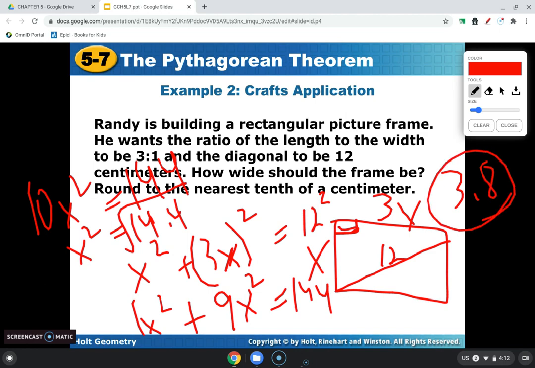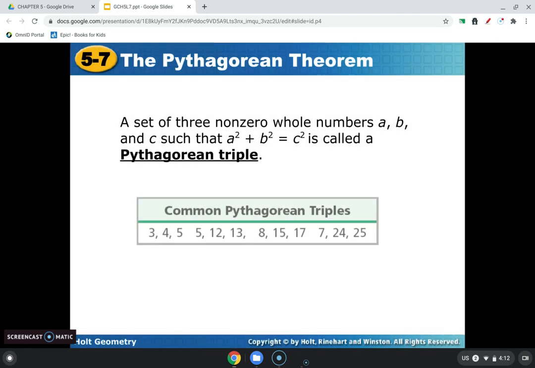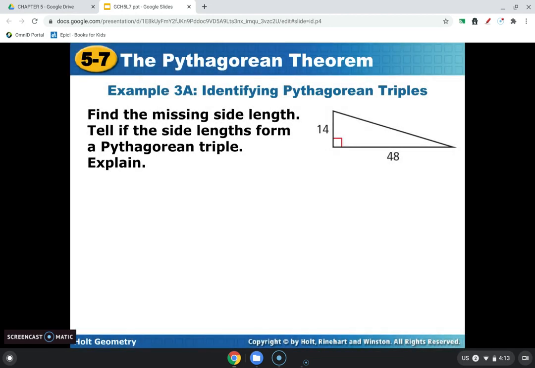All right, so using the Pythagorean theorem there to help you through those problems. A set of 3 non-zero whole numbers is called a Pythagorean triple when a squared plus b squared equals c squared. So 3, 4, 5 is a common triple, 5, 12, 13. Those are the two that we see a lot, 6, 8, 10, 8, 15, 17. There's a whole bunch of them, but the sooner you can see some of these patterns, they can really help to save you some time.